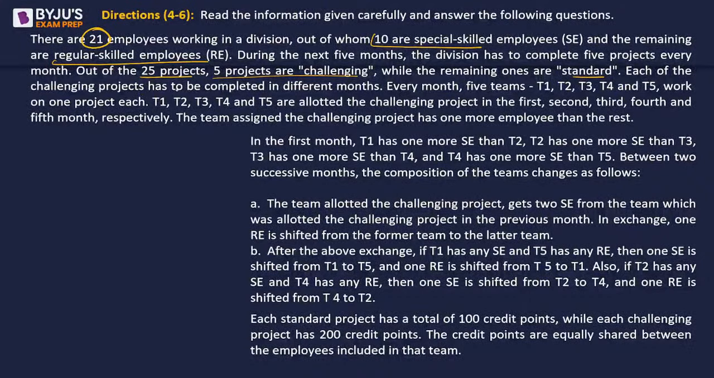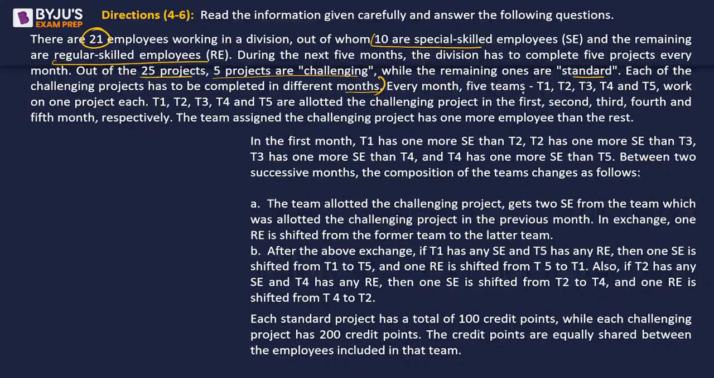Each of the challenging projects has to be completed in different months. So in the first month, the first challenging project will be taken, then in the second month, the second, third, fourth. So can I say that since every month we are taking up 5 projects, there are 5 months, and every month we have 5 projects. Every month we'll be taking one challenging project and 4 standard projects. All right, clear up to this point?